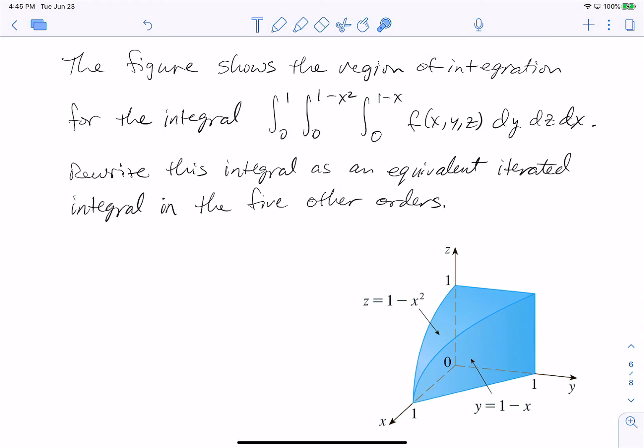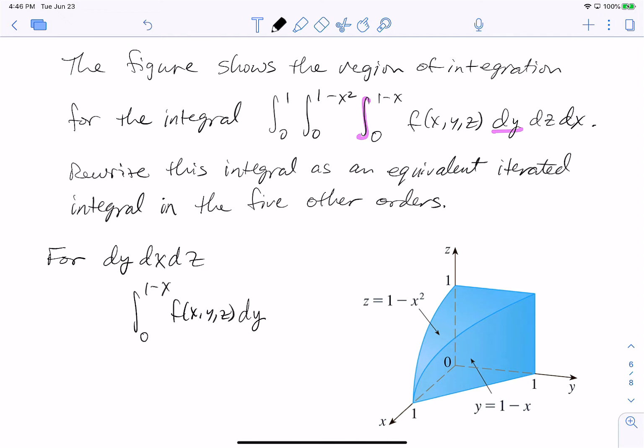The first order that I'd like to use is the one where we just switch the dz and the dx. So we're going to use the order dy, dx, dz. dy is the innermost differential, and it's the innermost integral, and that's not one that's changing, and so its limits won't be affected. So for the innermost integral, it's still the integral from 0 to 1 minus x of f of x, y, z, dy. We have to have that there even though we don't know what the function is.